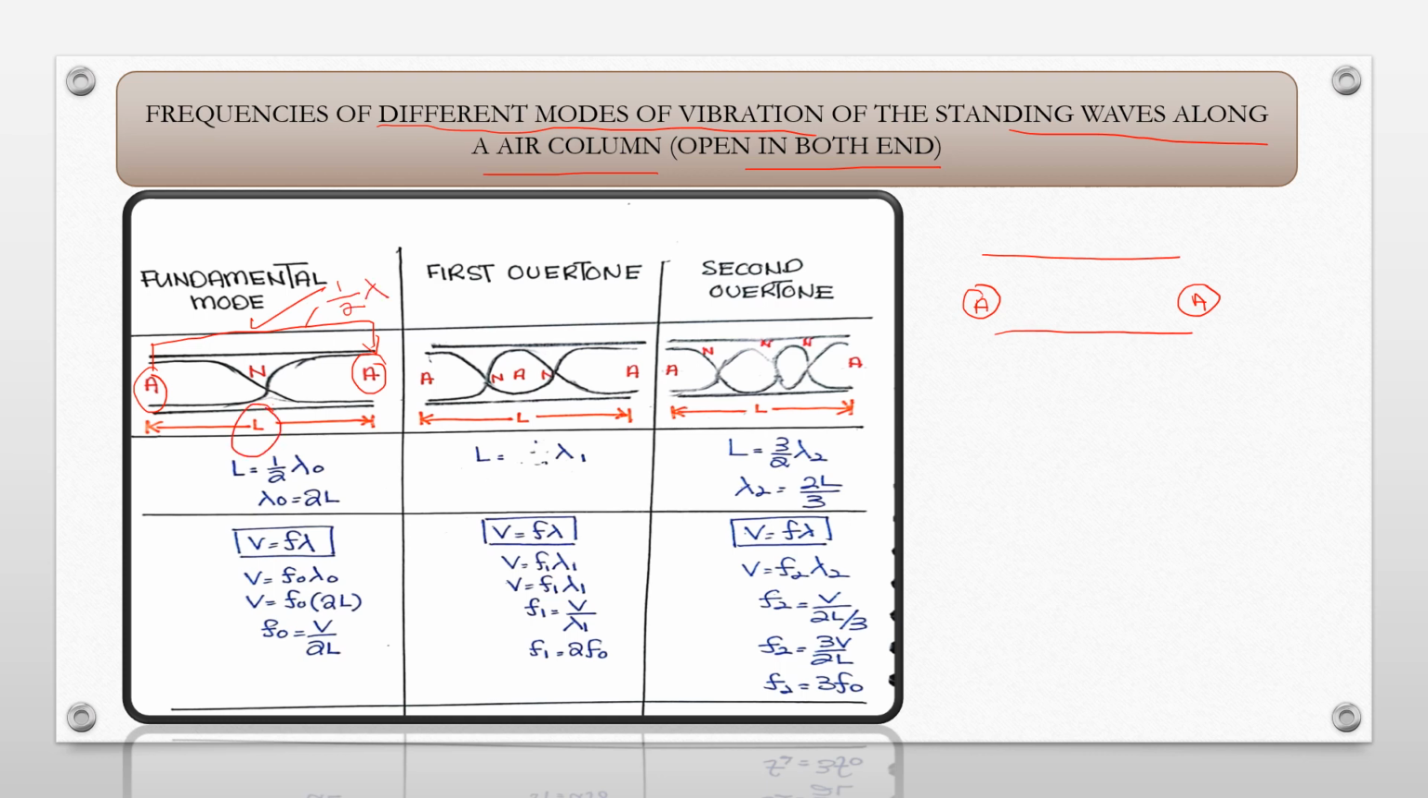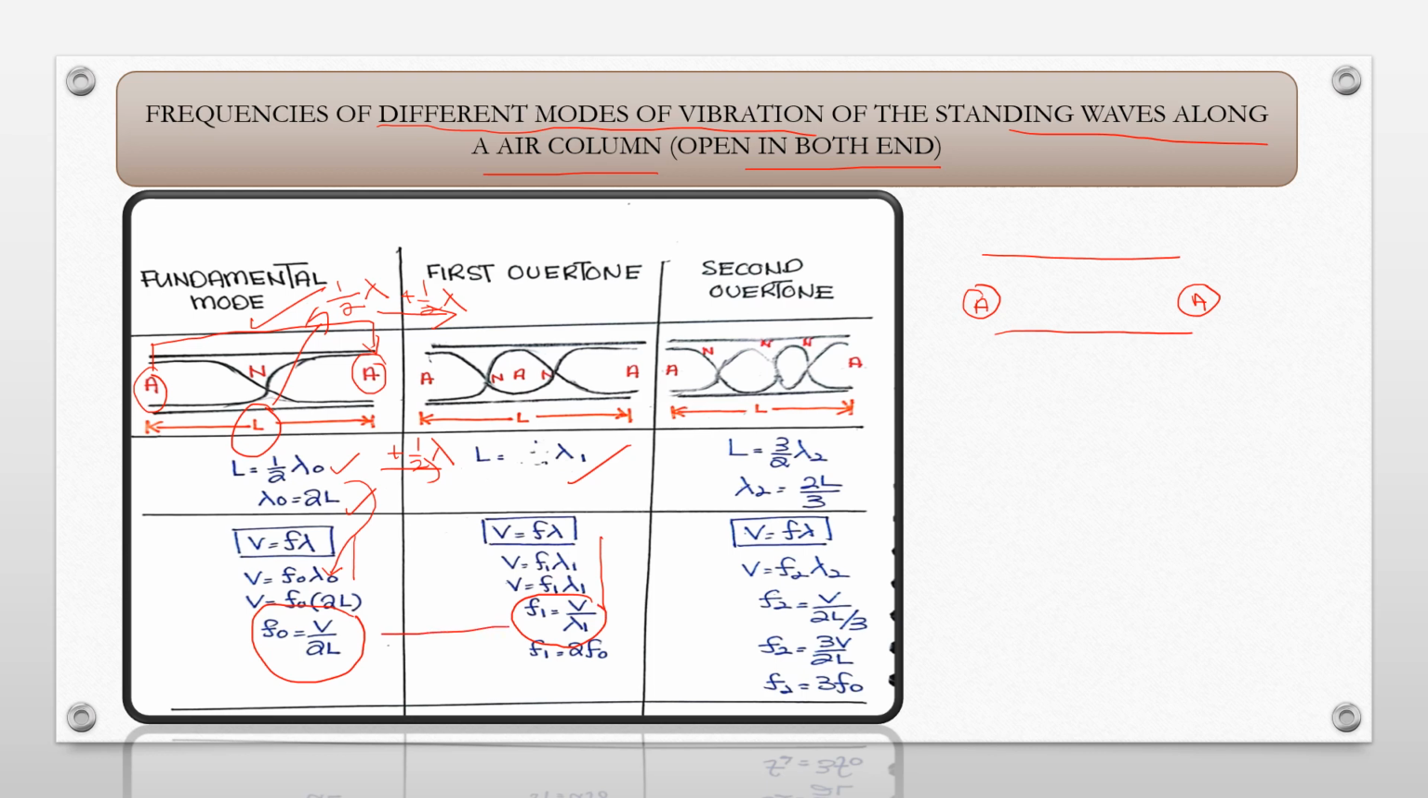So L is equal to what? Half lambda. So you get L equals half lambda. Then lambda is 2L. Then you use the same thing, you substitute inside here, then you get the frequency. The fundamental frequency is v over 2L. Then from the fundamental mode to the first overtone, you plus another half lambda. Then you substitute, you get your formula for the frequency of the first overtone.